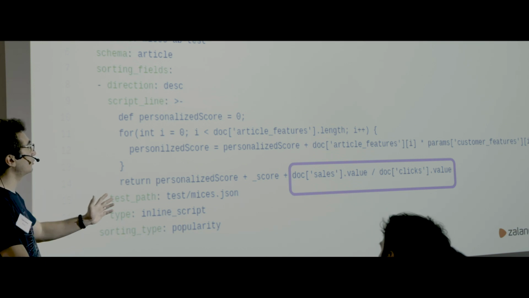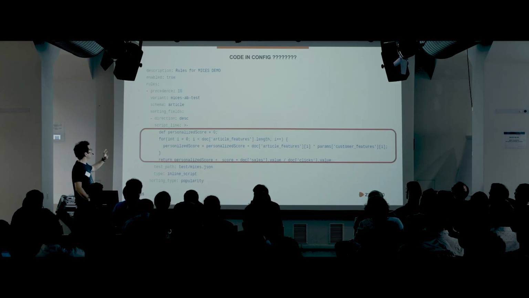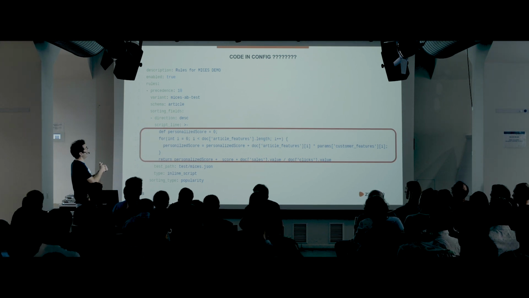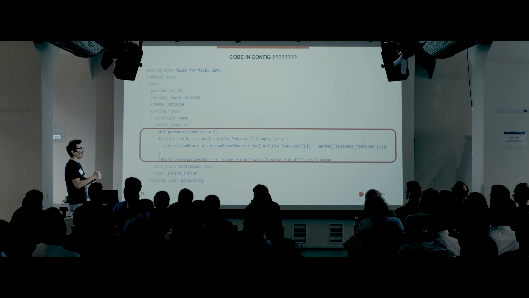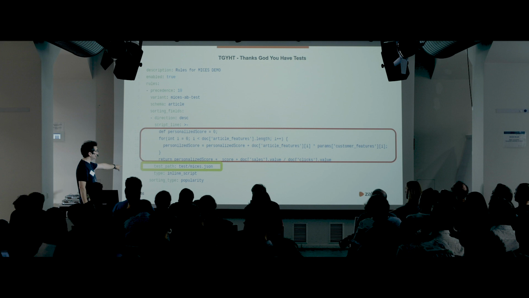Coming to the open source contributions we did, this relies on this rectangle. You might now say you have code in config, it's quite irritating. How do you test it? How do you even develop it? How do you put it there? Don't be afraid, these green lines come to the rescue.